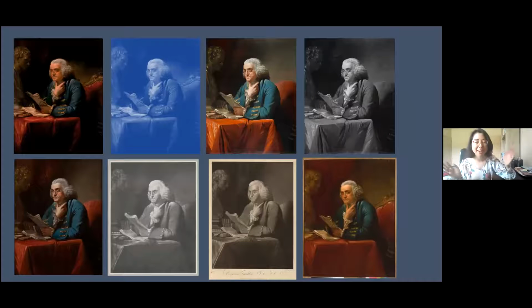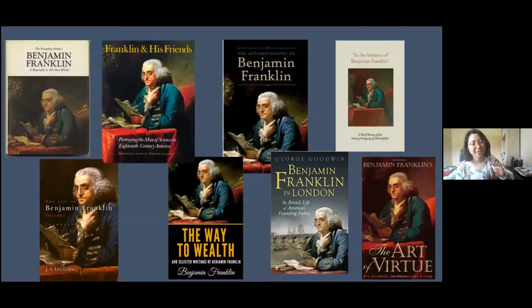So can you keep track of all of these copies? The various versions of this portrait have been reproduced many, many times, right? It's been used as the cover of countless books, and here's just a selection. And it appears on event posters and ads, especially in Philadelphia. It was used on tavern signs, it's been on postal stamps, and recently it was used as a promotional image for the exhibition I curated at the APS. So it continues to be circulated very widely.